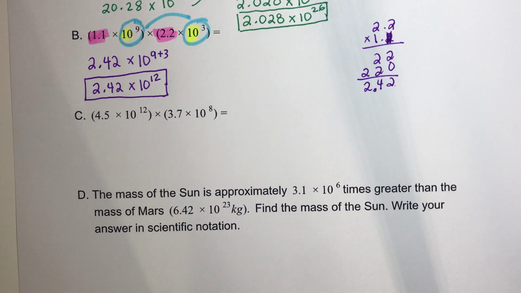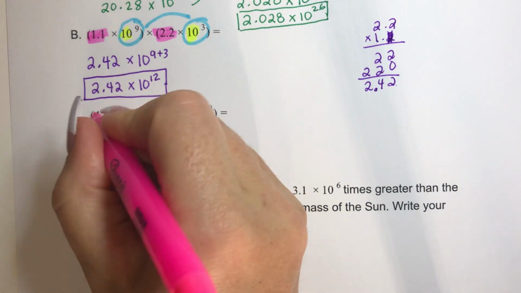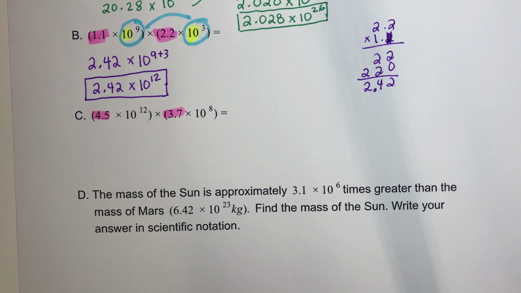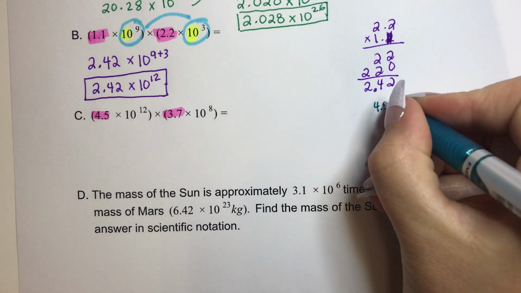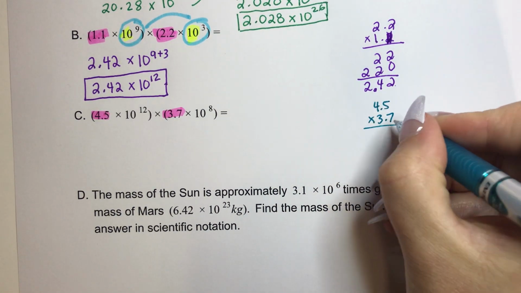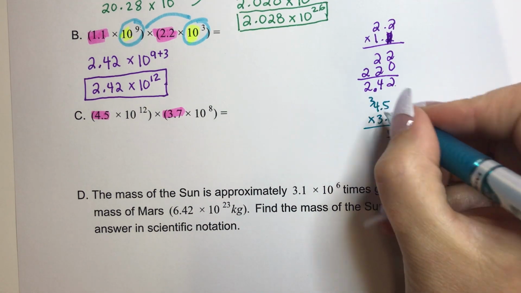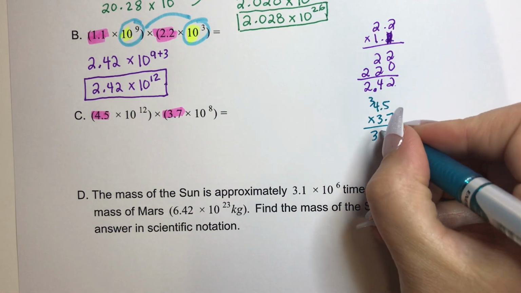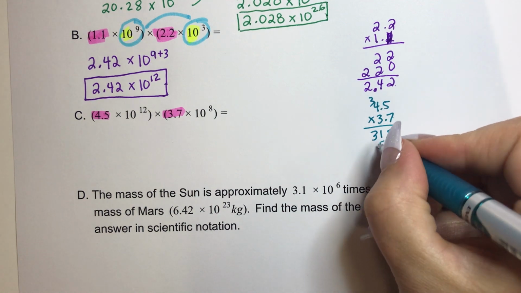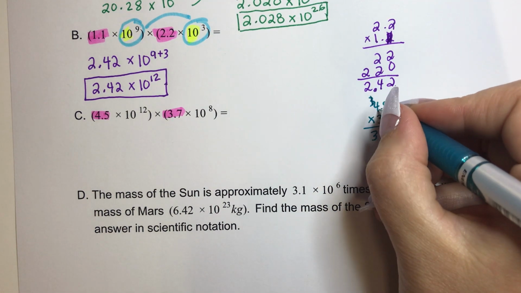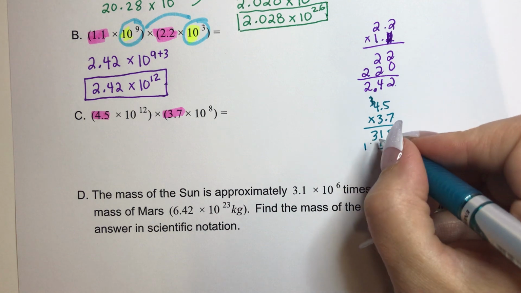Okay, let's see how you did. So the first part is to multiply these numbers together. So we're going to go 4.5 times 3.7. 5 times 7 is 35. 7 times 4 is 28, plus 3 is 31. 3 times 5 is 15. Carry the 1. 3 times 4 is 12, plus 1 is 13.